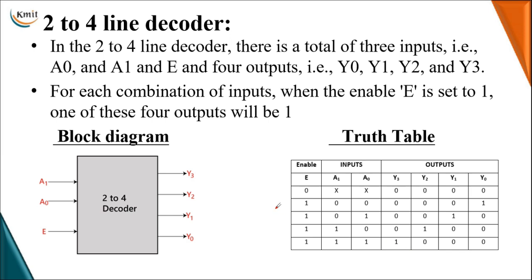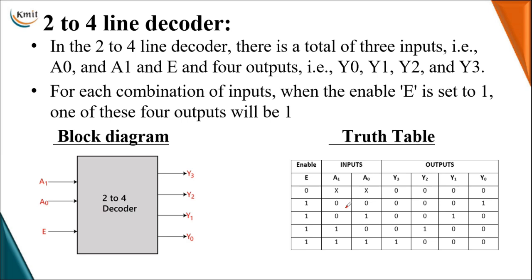Now, if we write the Boolean expressions of each output, Y0 is as follows. In terms of E and A1, A0 as a product term, Y0 is equal to E into A1 bar into A0 bar. The logical value of this output function is 1 for the combination of A1, A0 equal to 0, 0 with an enable input of 1. So when we do the AND operation between these three variables, we obtain output Y0 equal to 1. So Y0 is equal to E into A1 bar into A0 bar.